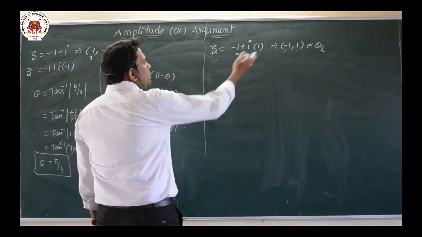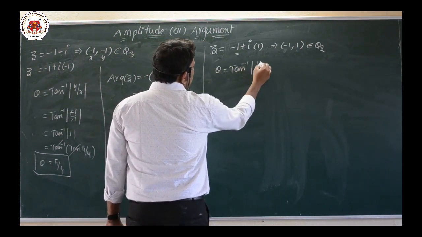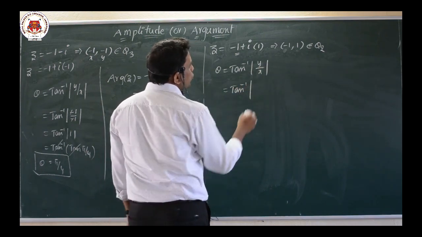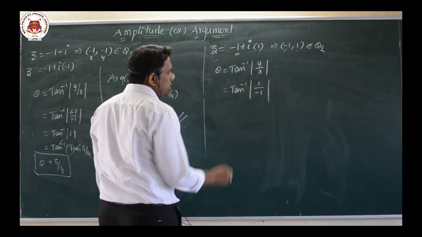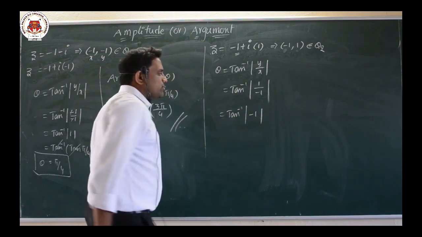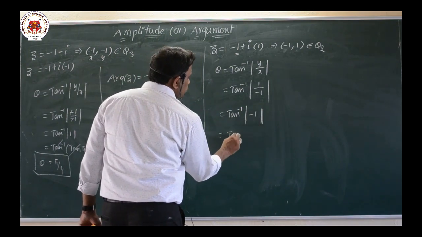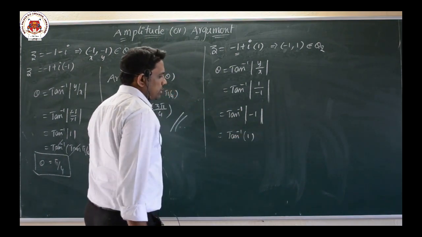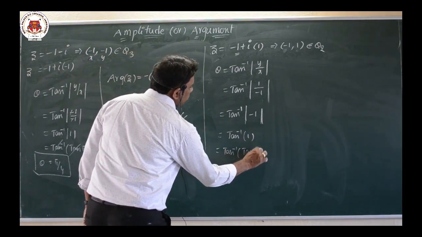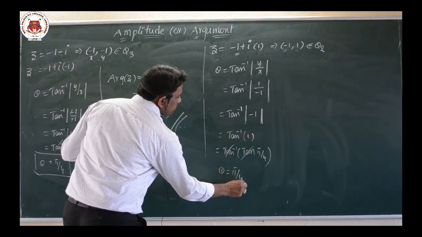Now we will find theta, equal to the formula tan inverse of mod of y by x. So tan inverse of mod of the y value 1 by the x value minus 1. We can write tan inverse of 1 by minus 1, which is minus 1, but in the modulus the negative is converted to positive, then tan inverse of 1. When the tan value is 1, tan 45 degrees is 1, that is tan pi by 4. So tan inverse and tan cancel. Then the theta value is pi by 4.